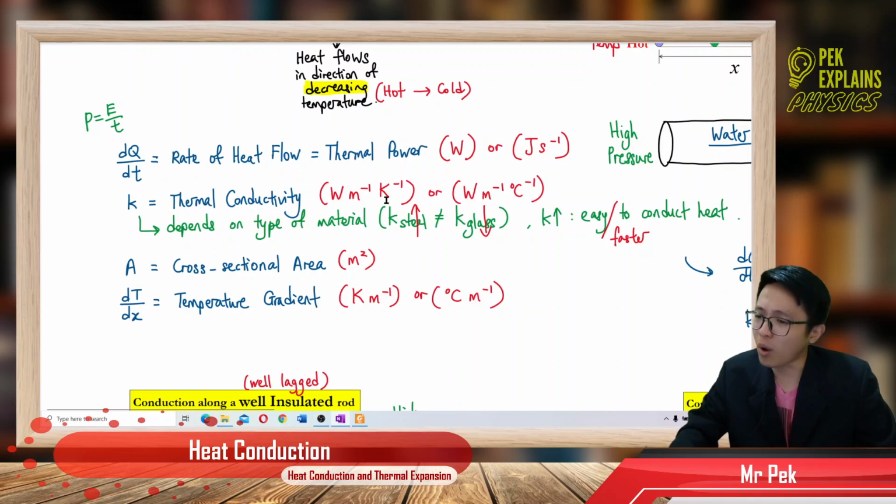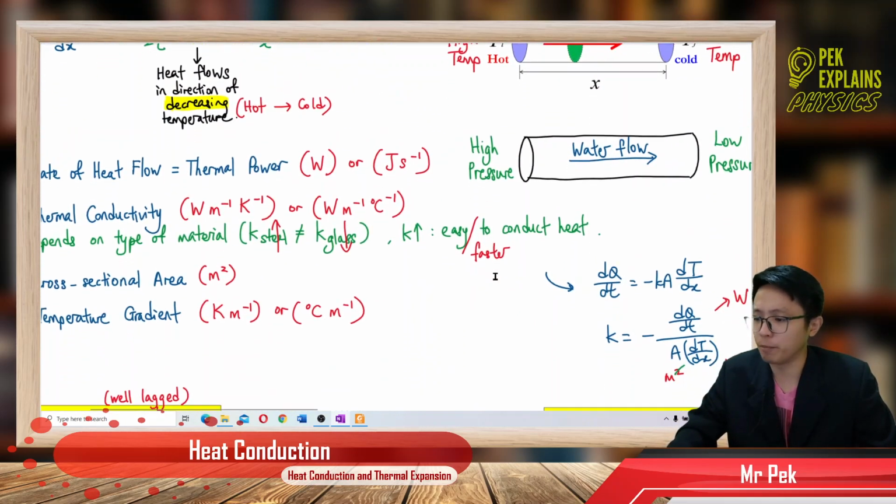Why can you have two different units? Kelvin can be accepted and degree Celsius can also be accepted. This one I will explain later. This one can be either Kelvin or degree Celsius, and this one also Kelvin or degree Celsius. Why there are two units, I will explain later.